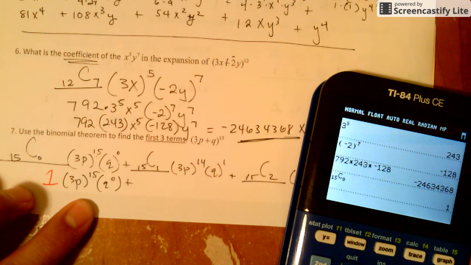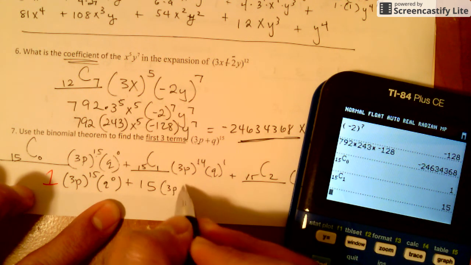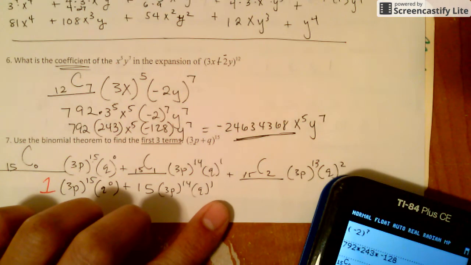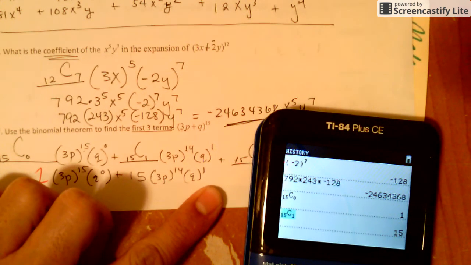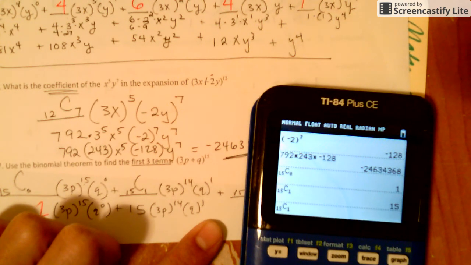And then the next piece. So let's do 15 choose 1. Well, that's 15. And then that's 3p to the 14th. And then this is q to the 1. And then over here is 15 choose 2. So I'm going to use my calculator to find the 15 choose 2. So I'm going to go 15, and then I'm going to choose 2.